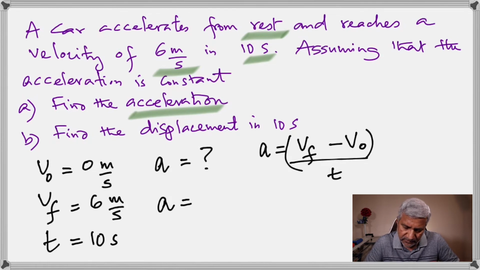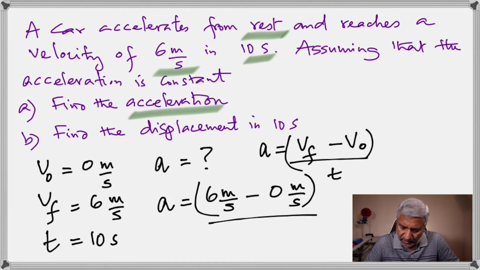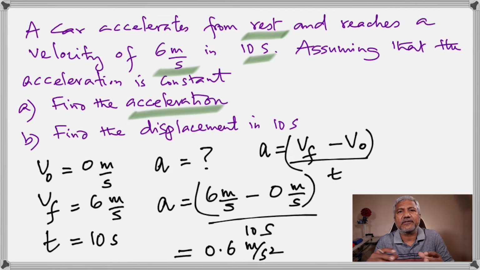So a is 6 meters per second, minus 0 meters per second, divided by 10 seconds. This is exactly what we did. And you are going to get 0.6 meters per second squared. So you get the acceleration as 0.6 meters per second squared. So that is the first part of the problem.